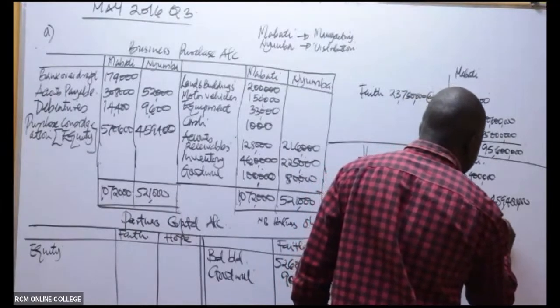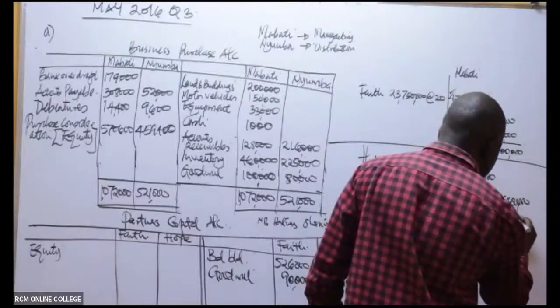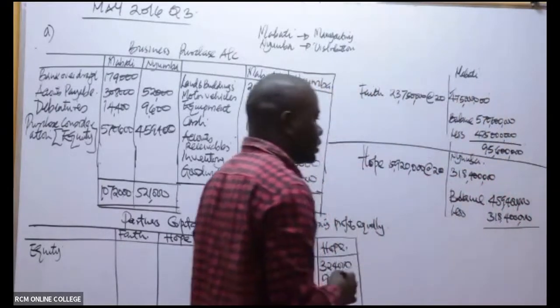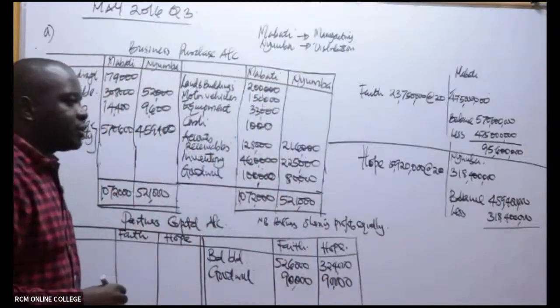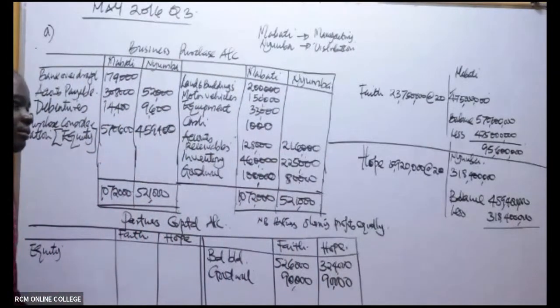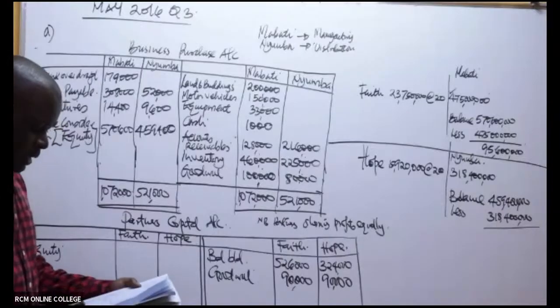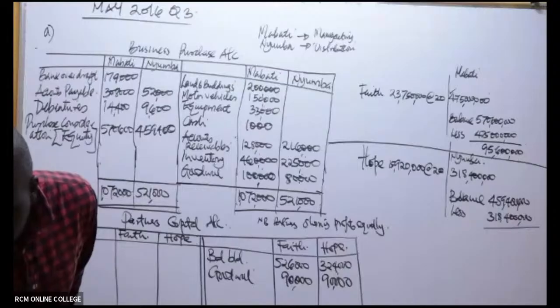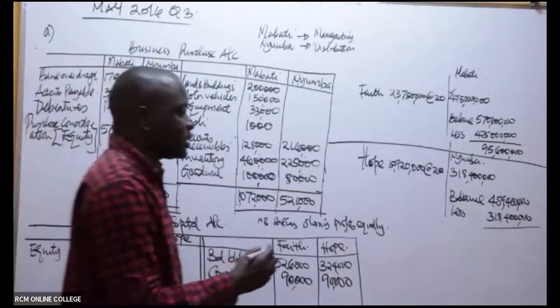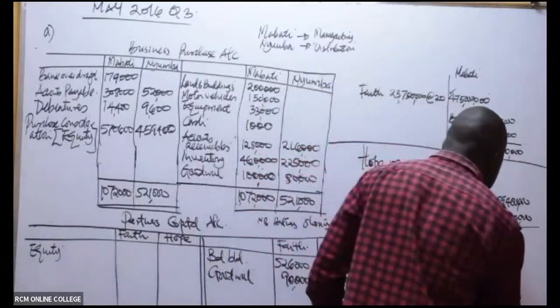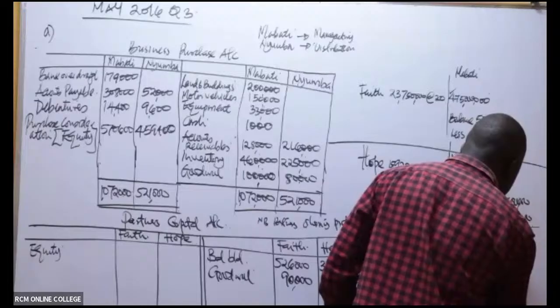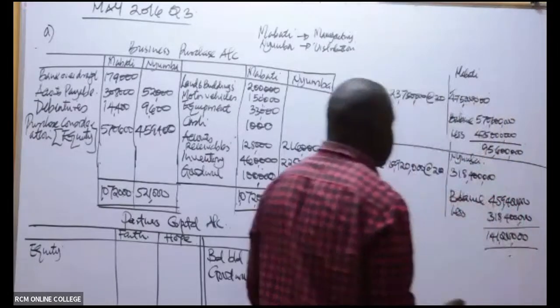So 459,400,000 less 318,400,000. What are you getting as the balance? 141. So it is actually 141 million.